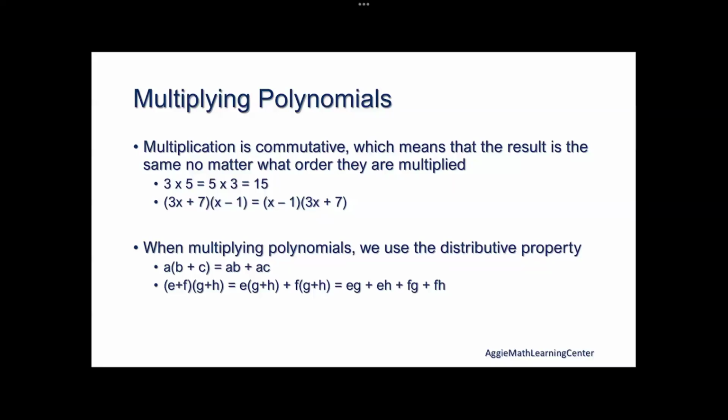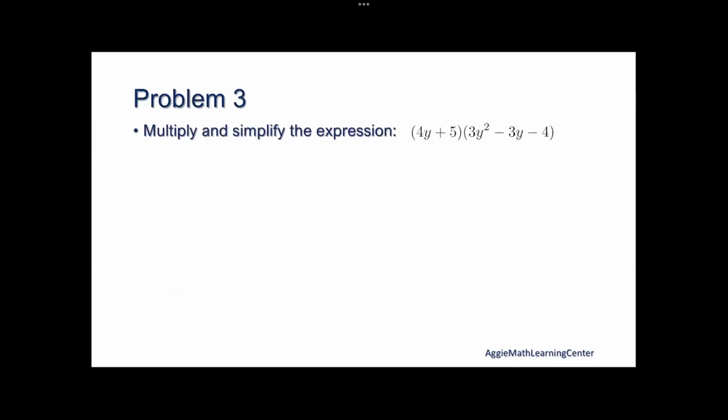And then when we multiply polynomials, we use the distributive property. So just like here where we distribute a to b and c, here we're going to distribute the e to the g and h, and then we'll distribute the f to the g and h, as it's kind of shown right here. Are there any questions on that process at all? We're good there? Okay, awesome. All right, do you want to do another problem? Okay.